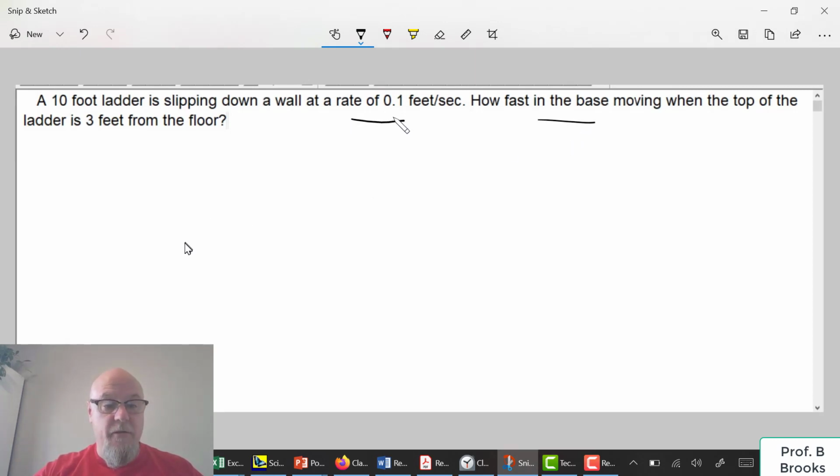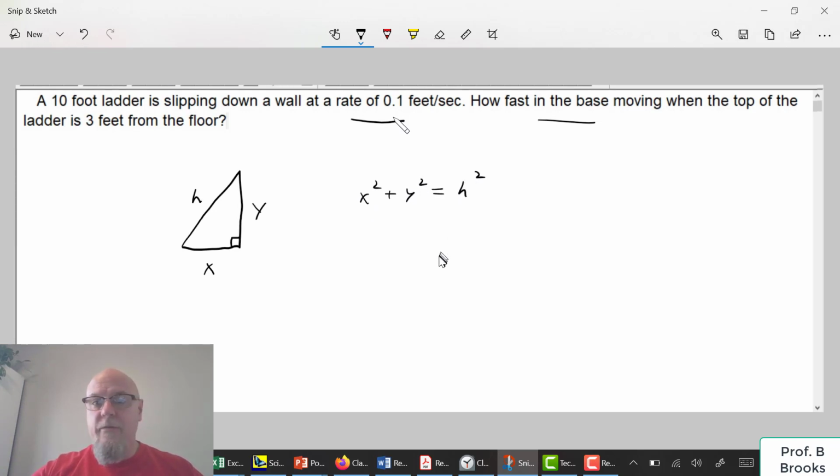So let's draw this picture here. There's the ladder, there's the wall, there's the floor. It's a right angle. I'm going to call the distance y from the tip of the ladder to the floor, and I'm going to call the distance x from the base of the ladder to the wall. And so this would be the hypotenuse, because it's a right angle triangle. We'll be using the Pythagorean theorem here. So x squared plus y squared equals h squared, Pythagorean theorem, we know that.